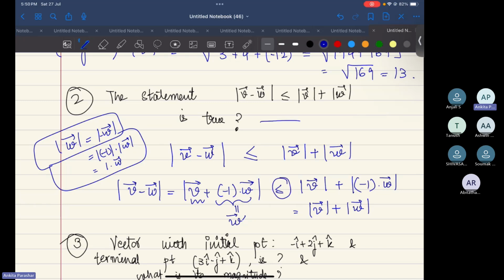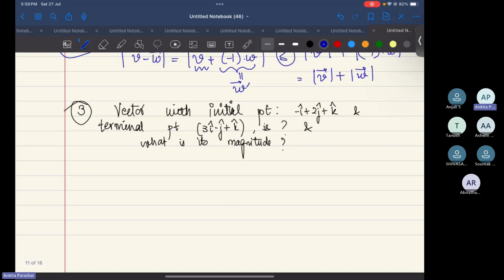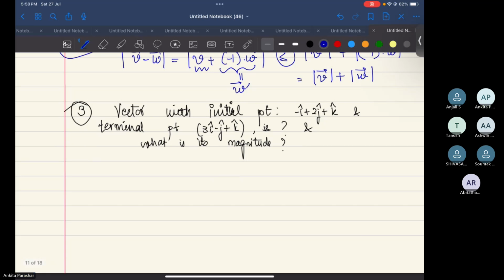All right. So therefore this inequality is basically correct. So is this true? Yes. Okay, very good. We have another question. A vector is given here with initial point this and terminal point this. Can you tell me what is the vector which has this initial point and this final point, and what is its magnitude?